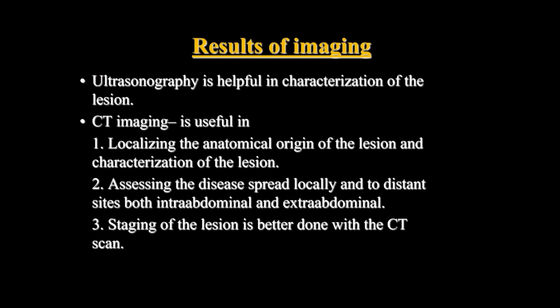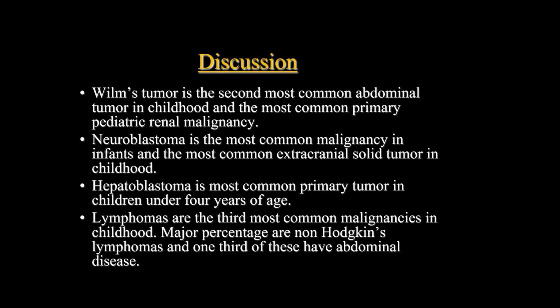Results of the imaging: USG is helpful in characterization of the lesion. CT is useful in localizing the anatomical origin of the lesion and characterization of the lesion, assessing the disease spread locally and to distant sites, both intra-abdominal and extra-abdominal. Staging of the lesion is better done with CT scan.